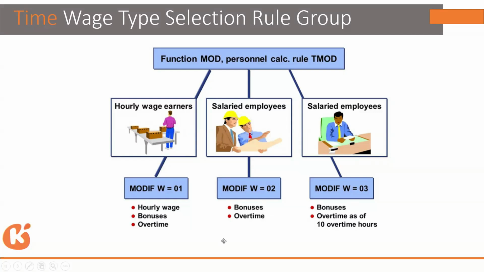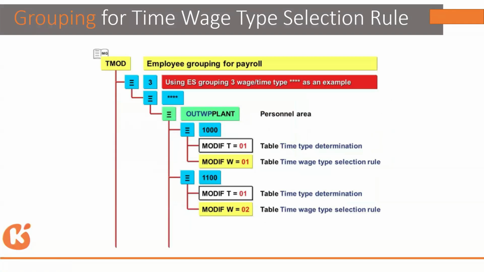So here you can see W equal to 01, W equal to 02, W equal to 03. So here in 01 they have a different hourly wage calculation, a different bonus calculation, and a different way of calculating overtime. Maybe for the hourly wage earner you're not giving so much overtime, but maybe for the salaried employee you are giving the overtime rate as 200. So like this, you will calculate all these details and maintain all these formulas in the system, and that is how it will work.